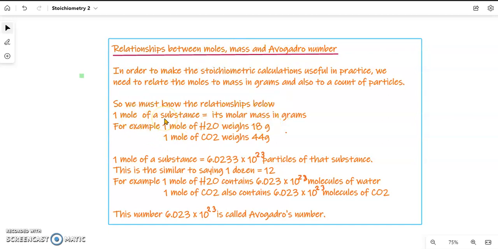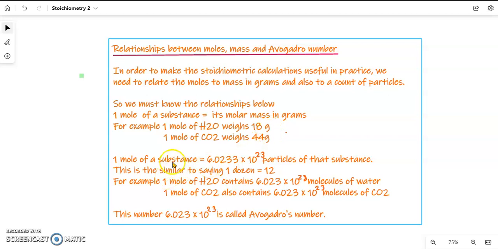The mass of 1 mole of a substance in grams is equal to its molar mass. For example, 1 mole of water weighs 18 grams, because water has a molar mass of 18. But 1 mole of carbon dioxide weighs 44 grams, because the molar mass of carbon dioxide is 44. It's not 18. So the mass of 1 mole of any substance is not the same. They are different, and that depends upon the molar mass of that particular substance.